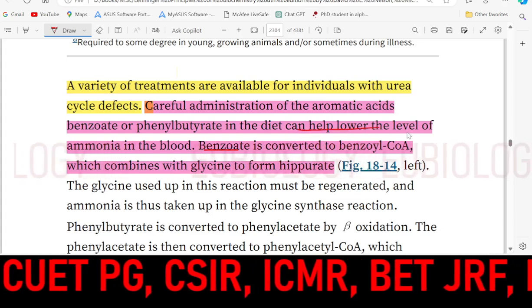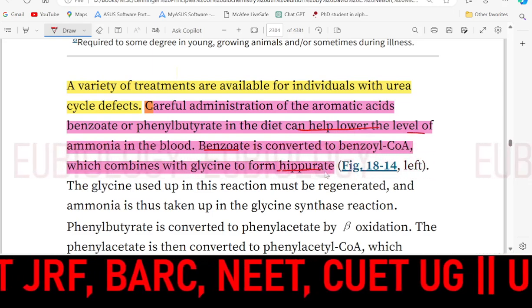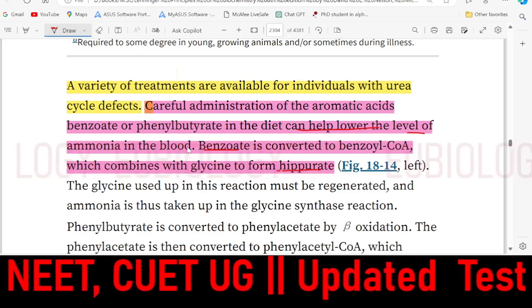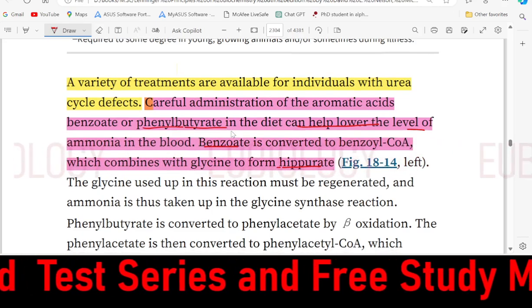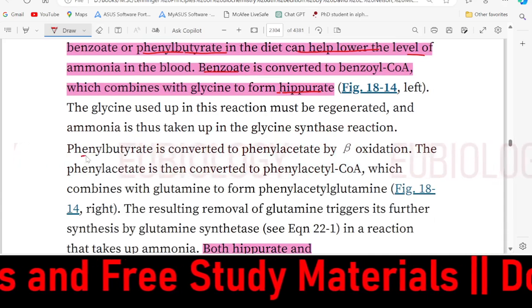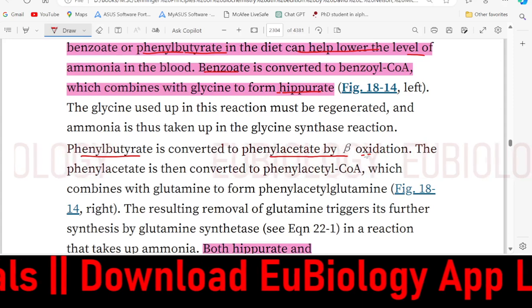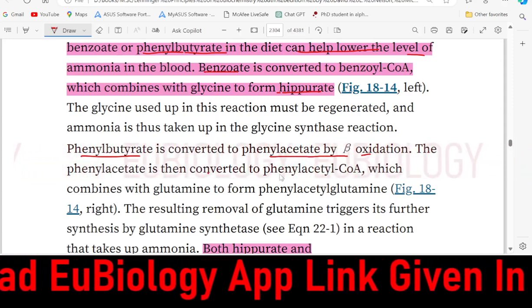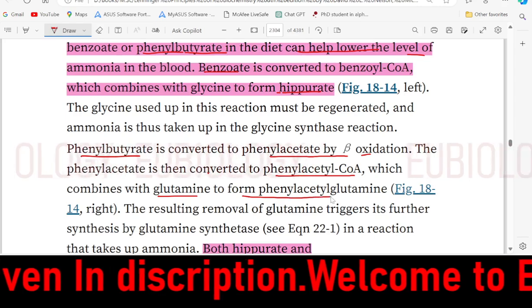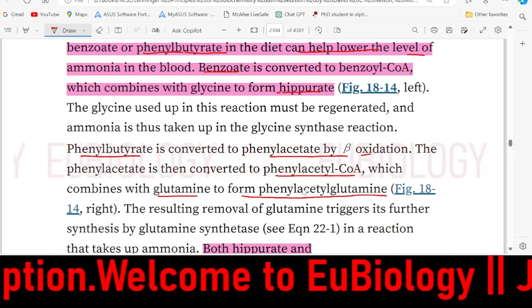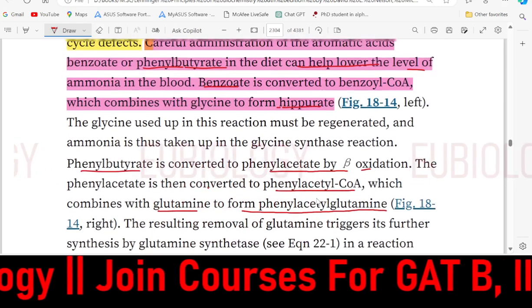So benzoate will form the benzoyl coenzyme A, which combines with glycine to form hippurate. So hippurate it will form. Another compound is phenylbutyrate. If we use phenylbutyrate, it will be converted to phenylacetate by beta oxidation. The phenylacetate is then converted into phenylacetyl coenzyme A, which combines with glutamine to form phenylglutamine, and phenylglutamine is not toxic. So these two things are very important to remember.